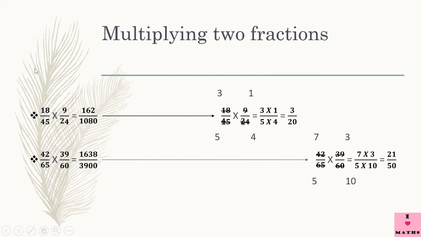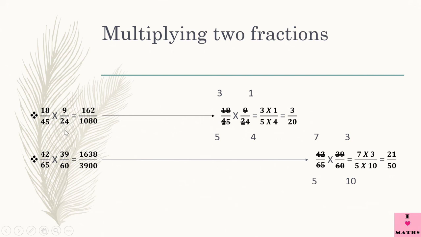Okay, here I have taken 2 more examples, beta, to explain the same thing. 18 upon 45 multiplied by 9 upon 24. Now, if you multiply the two numerators, 18 nines are 162 and 45 multiplied by 24 is 1080. Just by looking at this big fraction, the children will feel worried. I know that. So what we will do, we will simplify before multiplying.